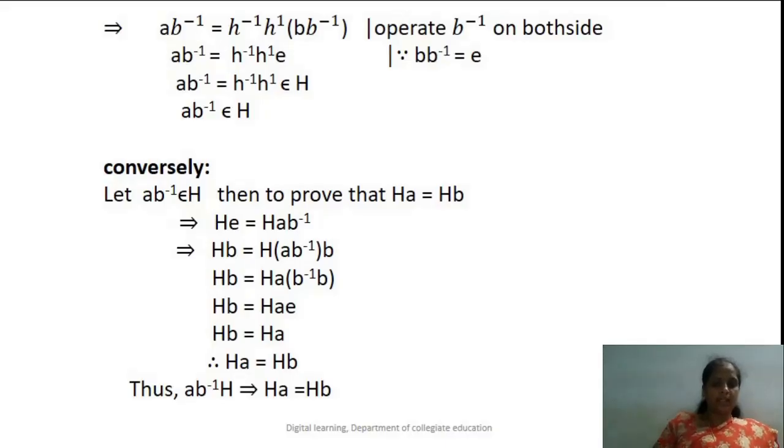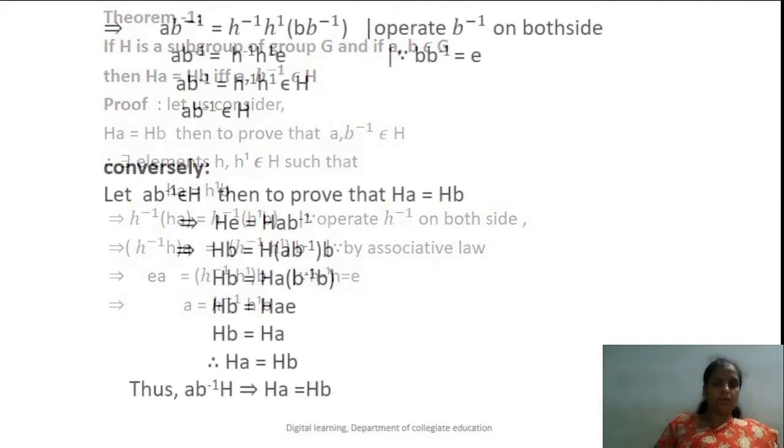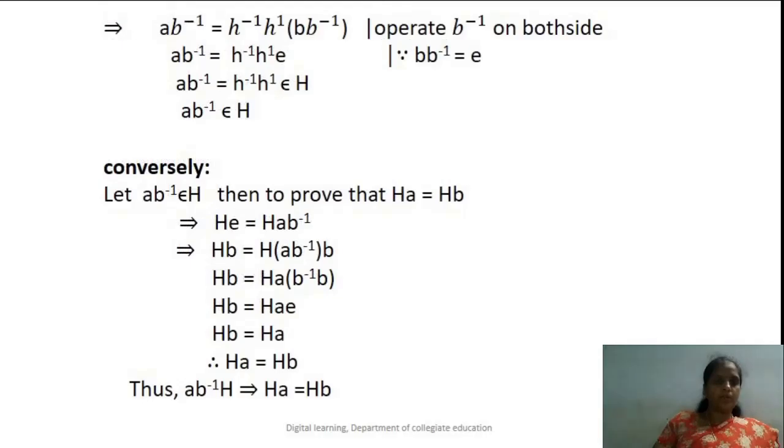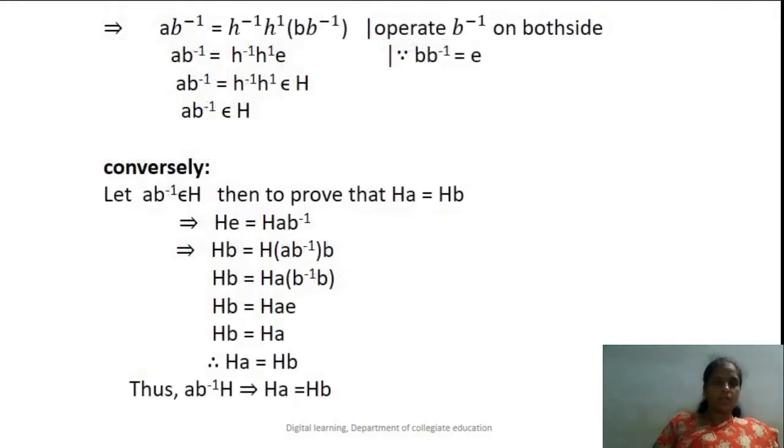So, taking HA is equal to HB, we proved AB inverse belongs to H. Next, conversely, we take AB inverse belonging to H, and we have to prove HA is equal to HB.